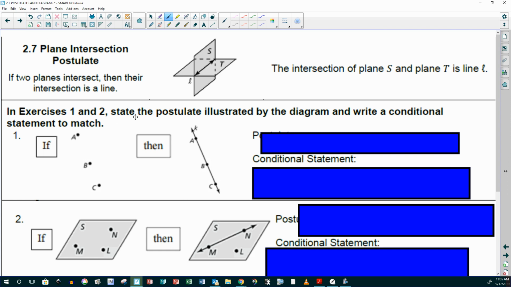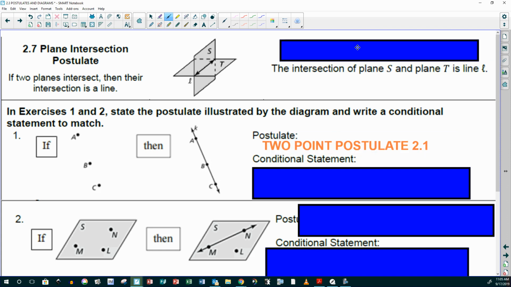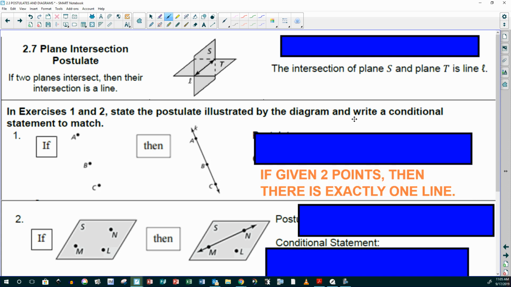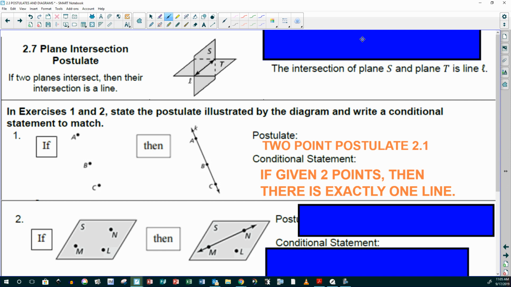So these next exercises, we're just going to state what the pictures are representing. If I have at least some points here, and I connect them all, then that would be the 2-point postulate, postulate 2.1, which states that if given 2 points, then there's exactly one line. Well, if there's 3 points or 4 points or 5 points, it doesn't matter if they're all on the same line because you have at least 2. And that's all I needed to make a line.